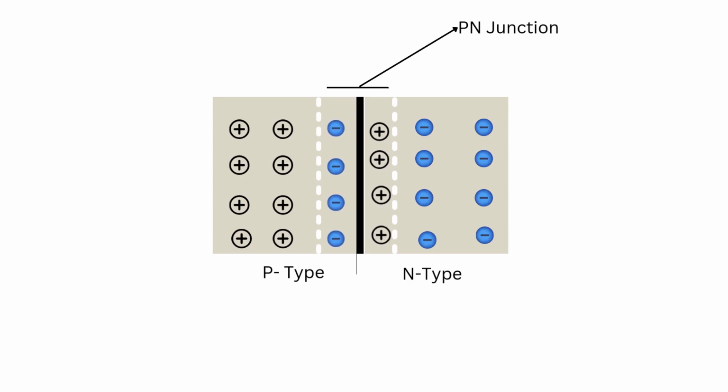A diode is made from 2 types of semiconductor materials, N-type and P-type. These two are connected to form a P-N junction. The N-type side has excess electrons, while the P-type side has holes or spaces where electrons can go. When these two materials meet, an electric field forms at the junction.